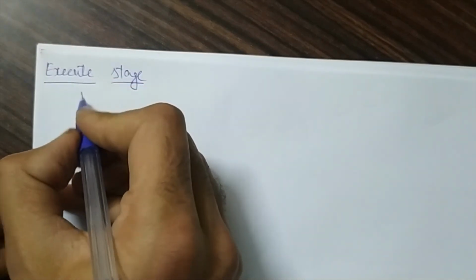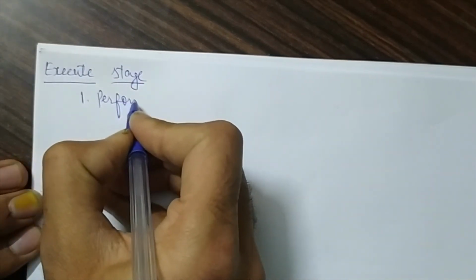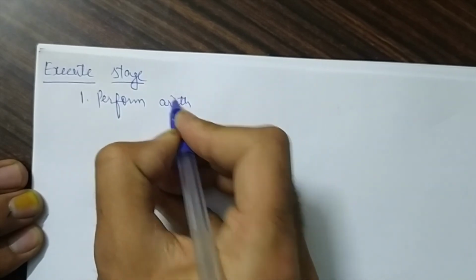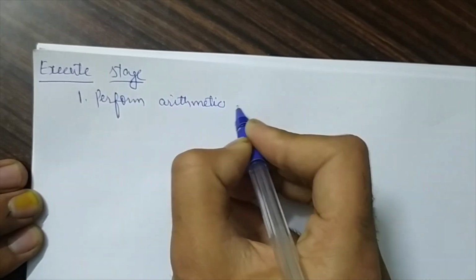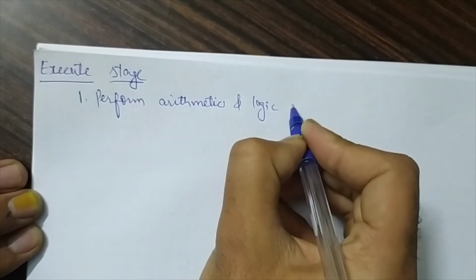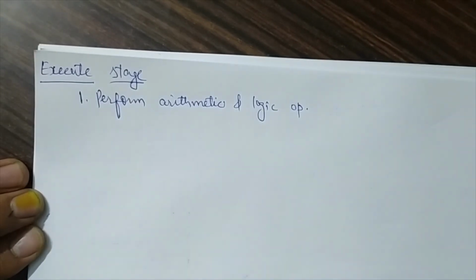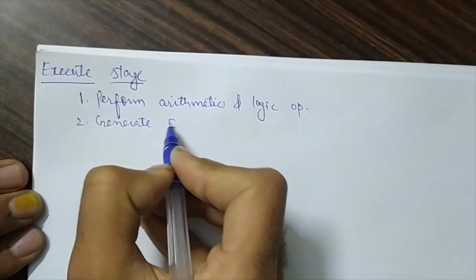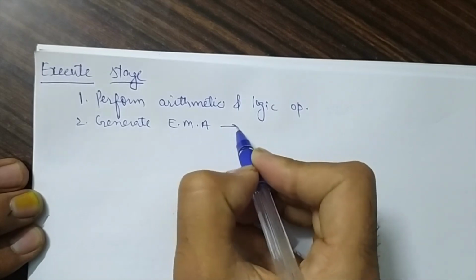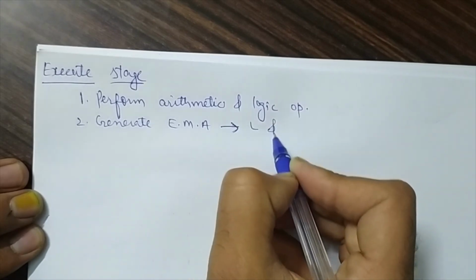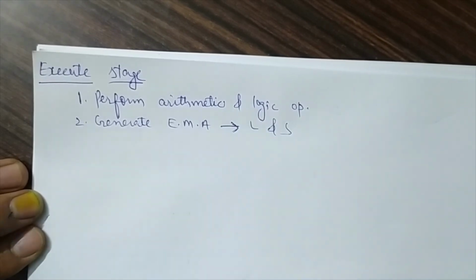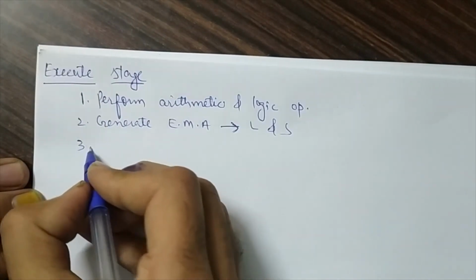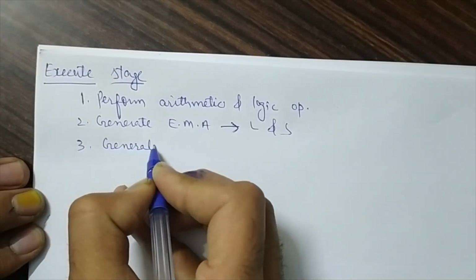The various functions that we have to perform in the execute stage: first, to perform arithmetic and logic operations depending upon the type of instruction. Second, generate the effective memory address. For example, in case of load and store instructions, we have to generate the effective memory address. And the third functionality is to generate the outcome of a branch.